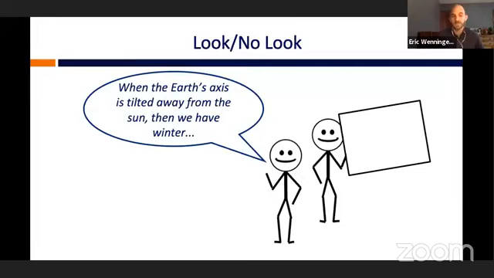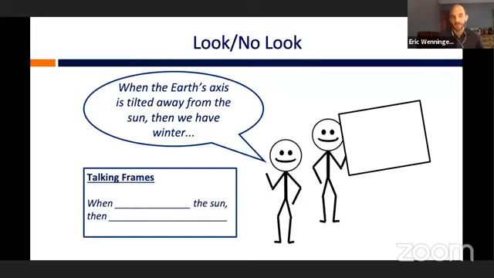One way to make it easier then, of course, they can look at the diagram, but another way is to give them talking frames. So usually I would write this on the board, and it's just giving students a frame to get them started. So when the Earth is tilted towards the sun, then we have summer in the Northern Hemisphere. So I still want them to generate the vocabulary that I'm looking for and to check their understanding, but I give them a little frame to get them started.